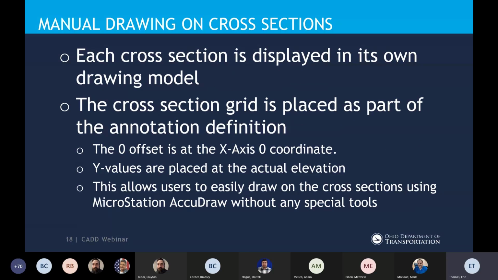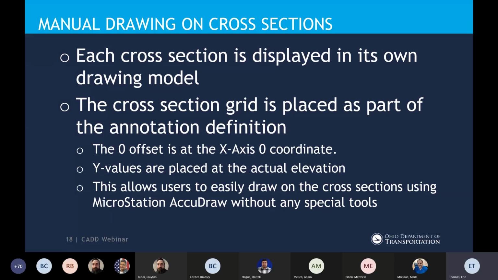Okay, so just a little review. Of course, we know each cross-section is displayed in its own drawing model. And within the drawing model, the grid is placed as part of that annotation definition. So our zero offset is at the x0 coordinate on the cross-section, and our y values are placed at their actual elevation. So that's going to allow us to easily draw on the cross-sections using MicroStation and using AccuDraw without any need for any special tools.